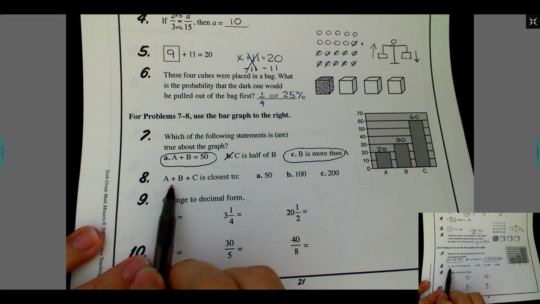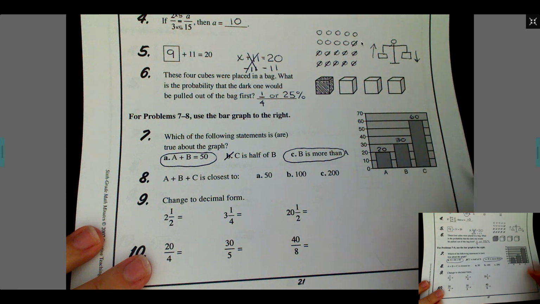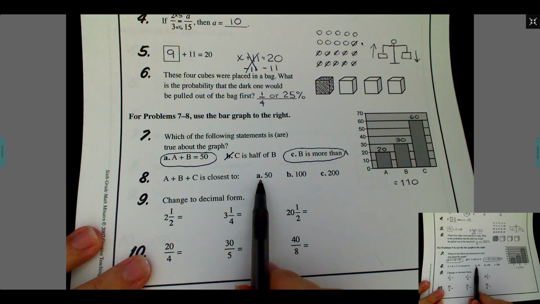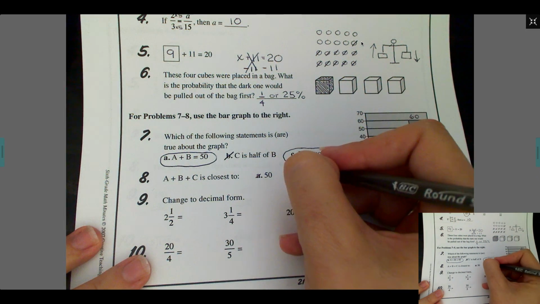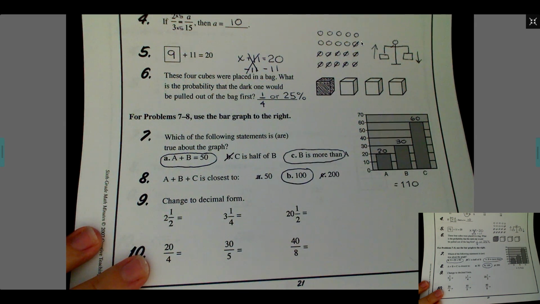For number 8, we have A plus B plus C. So 20 plus 30 is 50 plus 60 is all equal to 110. Is that closest to 50? No. 100? Oh, that's pretty close to 100. Is it closer to 200? No. So we know it's closest to B, 100.